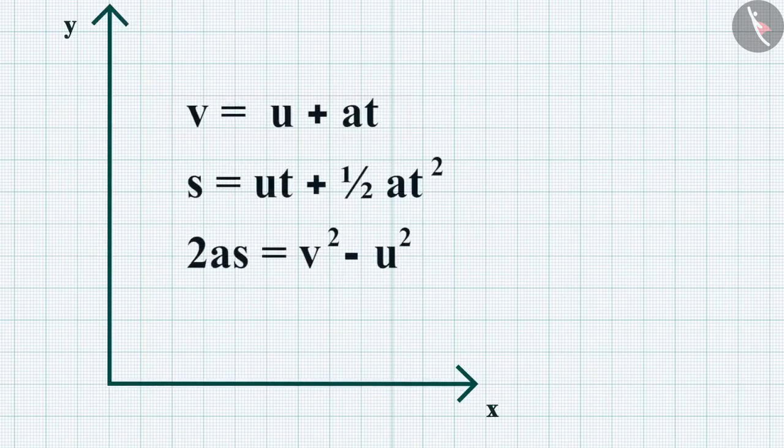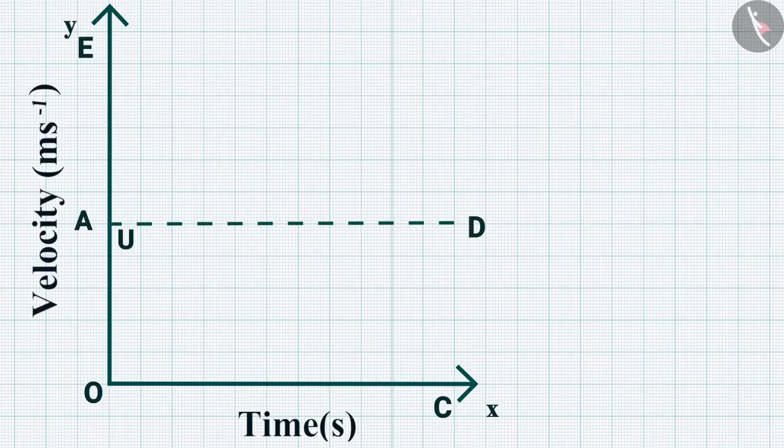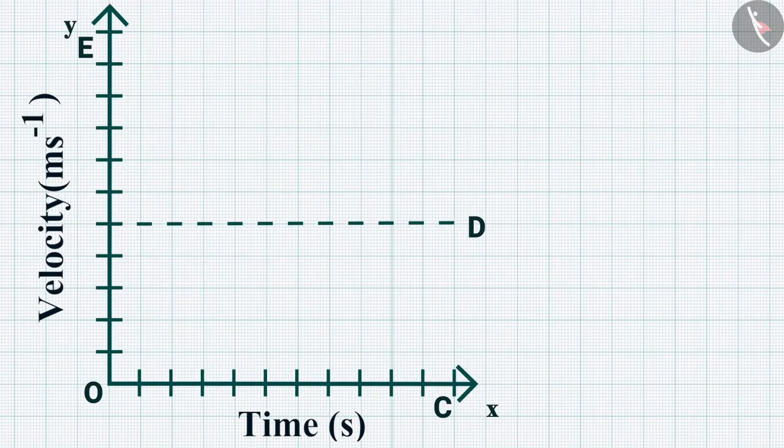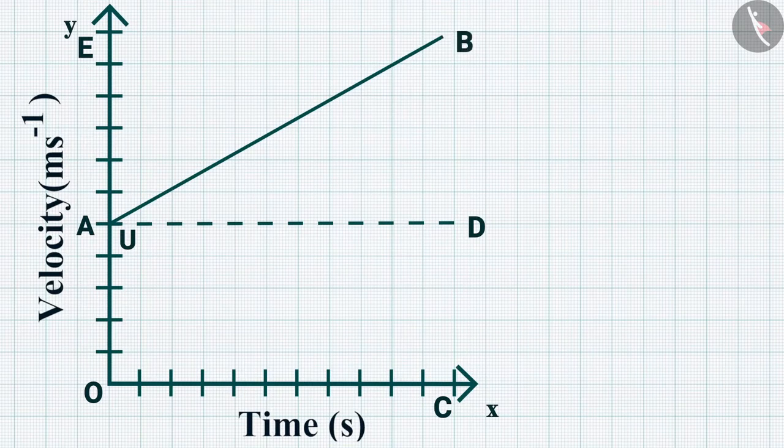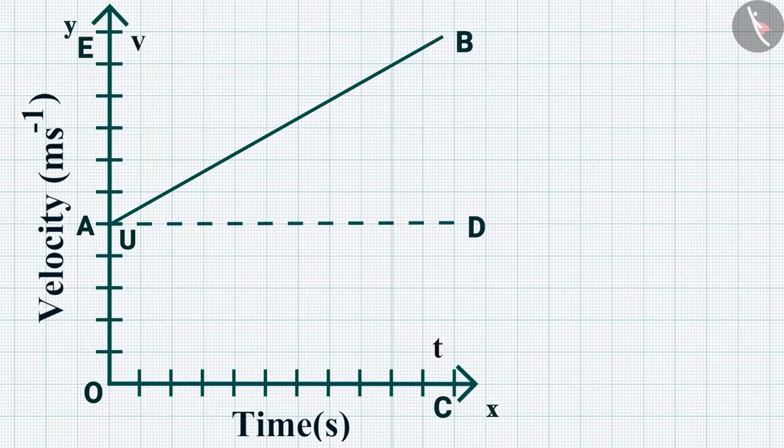Let us start with the first equation: the equation for velocity-time relation. Consider this velocity-time graph, where time is taken along the x-axis and velocity is taken along the y-axis. According to this graph, the object starts at point A with an initial velocity of u and moves with a uniform acceleration. And the final velocity is v, marked at point B in time t.